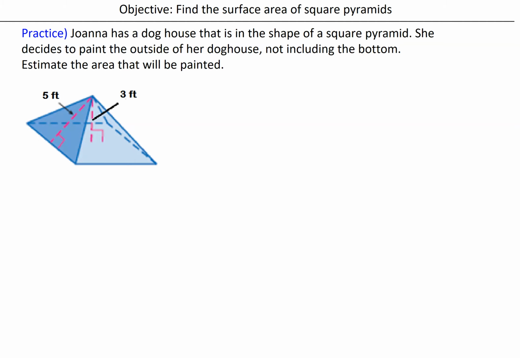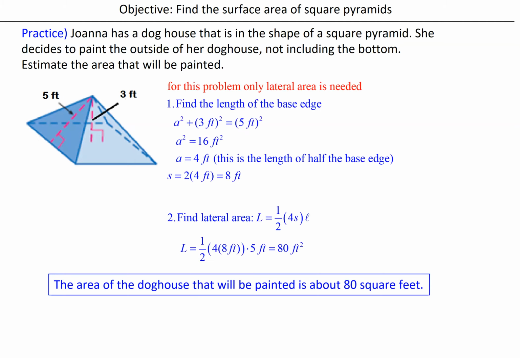All right, let's take a look at the result. So here Joanna has a doghouse. It's shaped like a square pyramid. She wants to paint the outside of her doghouse, but not the bottom. So that means that we're again dealing with the outside surfaces of the triangles, which would be called lateral area. And so we need to, similar to the example, find the side length of each, or the base value, which is S of each triangle.